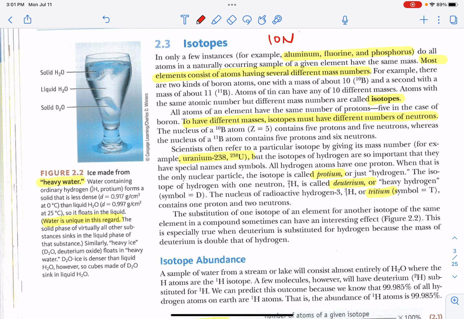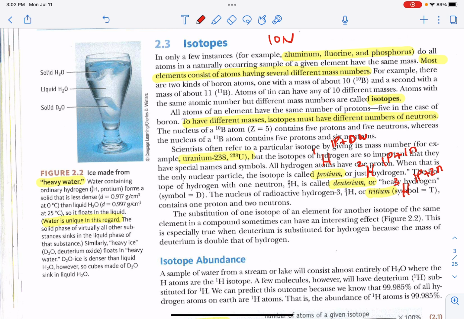Now, the next thing we should point out is that sometimes we have special names for these isotopes, particularly with hydrogen. So protium is actually hydrogen 1, deuterium is hydrogen 2, and tritium is hydrogen 3, meaning you have 1 proton plus 0 neutrons. For deuterium, you have 1 proton plus 1 neutron, and for tritium, you have 1 proton plus 2 neutrons, because to have 1 proton means to be hydrogen.